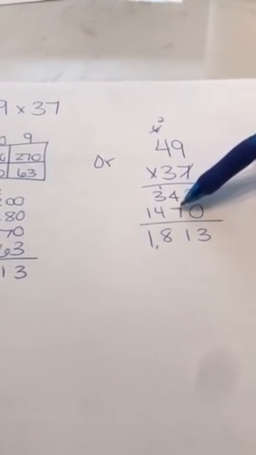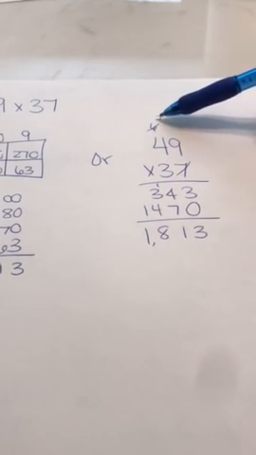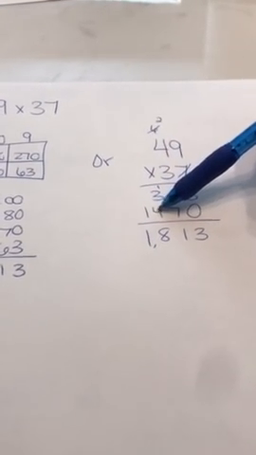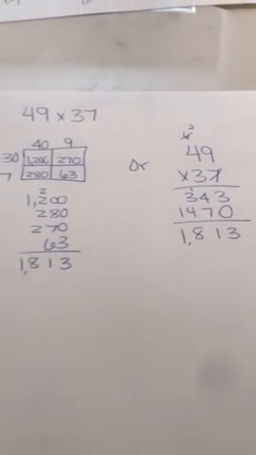3 times 9 is 27. There's 7. There's that new tag of 2. 3 times 4 is 12, plus 2 is 14. And then I add it up, and I get the same thing.